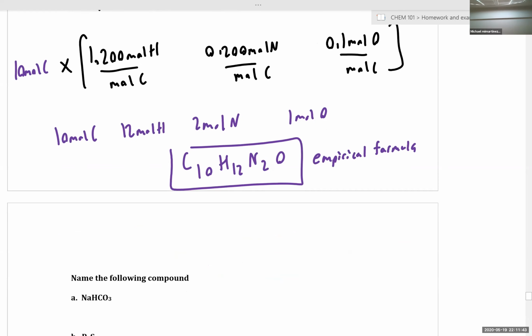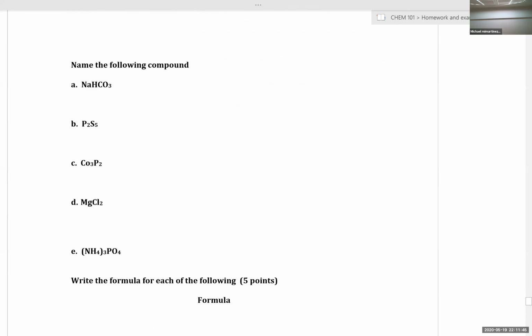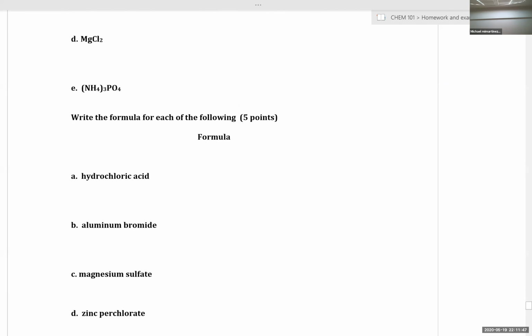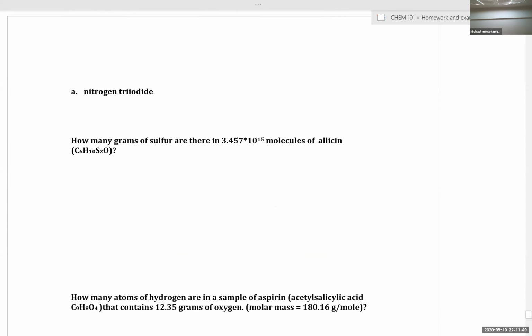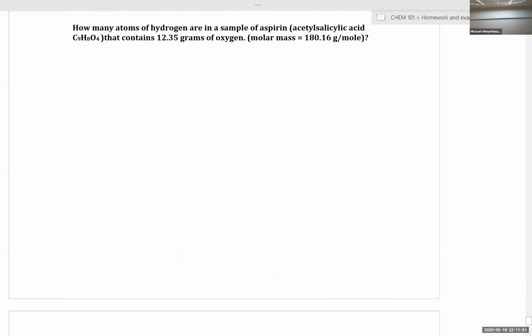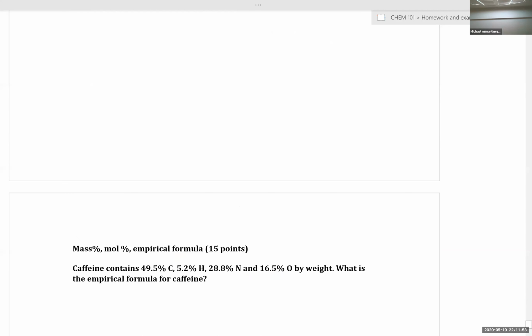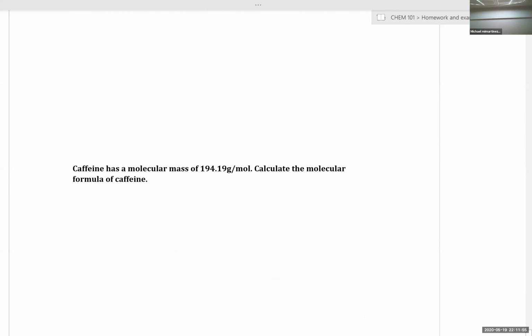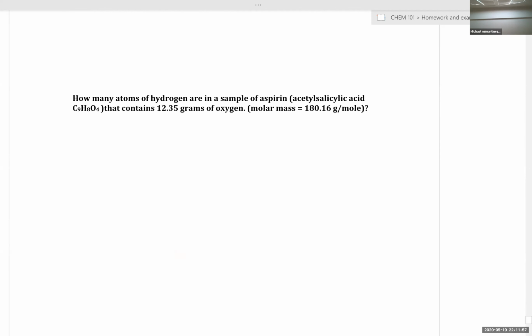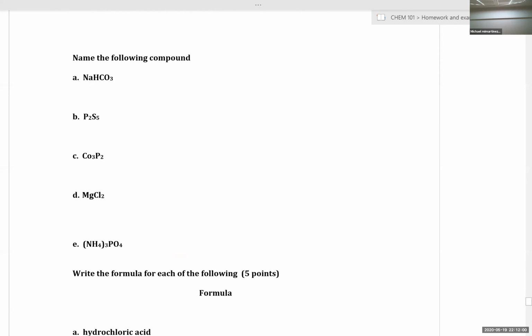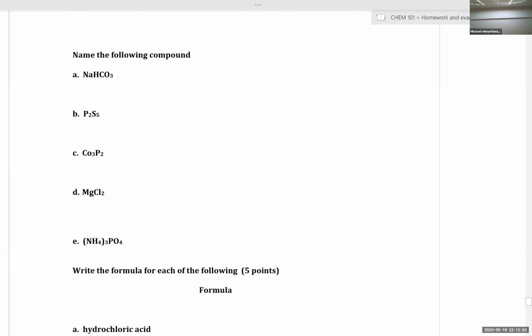Okay, let's keep going. Next we're asked to name the following compounds and provide a formula. Oh, these are some extra problems. So let's finish off with some nomenclature. We're asked to name our compounds and then provide a formula.